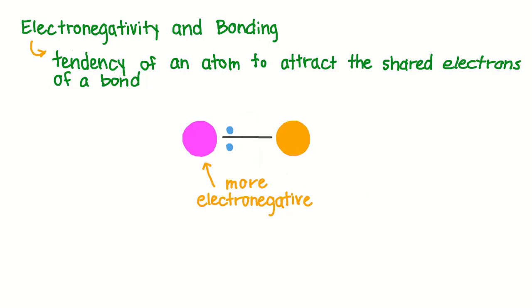For example, if this pink atom on the left was more electronegative than this orange atom on the right, then it would attract the electrons more strongly than the orange atom does, which means the electrons would be pulled towards the pink atom. And the opposite would be true if the orange atom on the right was the one that was more electronegative.